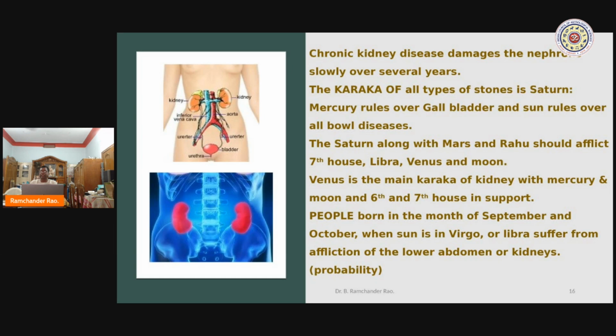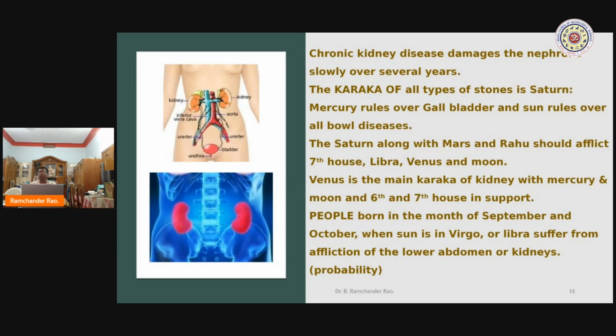Saturn along with Mars and Rahu should afflict the 7th house, Libra, Venus and Moon. Venus is the main karaka of the kidney, with Mercury and Moon, and the 6th and 7th house in support. The 6th and 7th house support also has to be there.